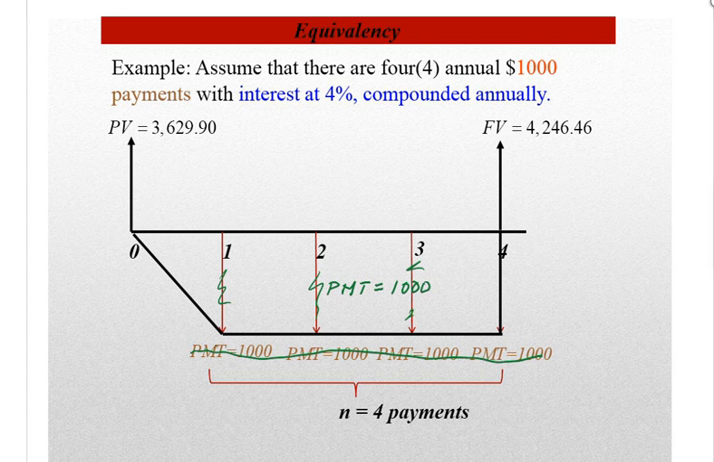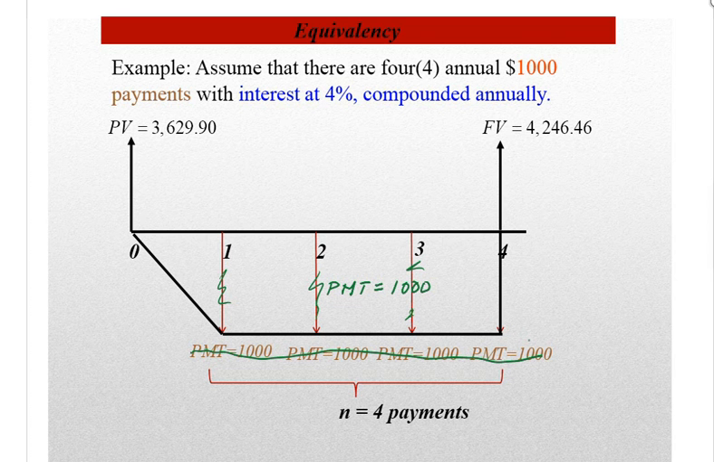So if I have to make a decision and I have 3 options, I can accept $3,629.90 at time 0, or $4,246.46 at the end of fourth year, or 4 payments of $1,000 each at the end of every year. All of them are equivalent. So it wouldn't make any difference. I could choose any one of them and I'm equal well off. There is no difference because they are all equivalent because of the time value of money.